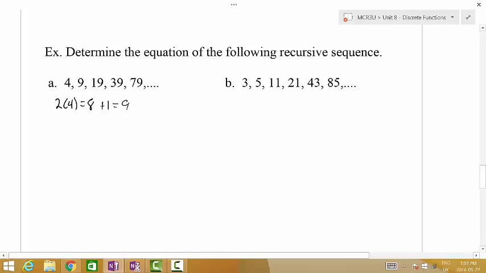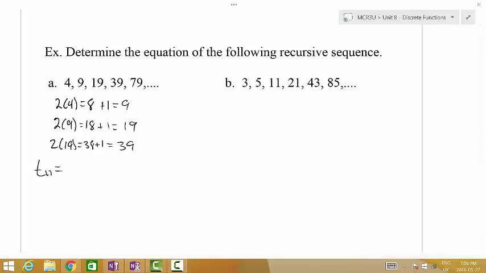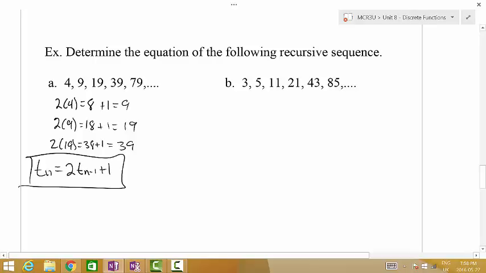So now let's try the same thing on the next one. If we try 2 times 9, that gives us 18. Adding 1 gives us 19. Try it again. 2 times 19 gives you 38. Adding 1 gives you 39. So that seems to be the pattern. What we're doing is, to get Tn, so to get the next term, we're multiplying the previous term by 2, and then we're adding 1 to that. So there is the equation for the first one.